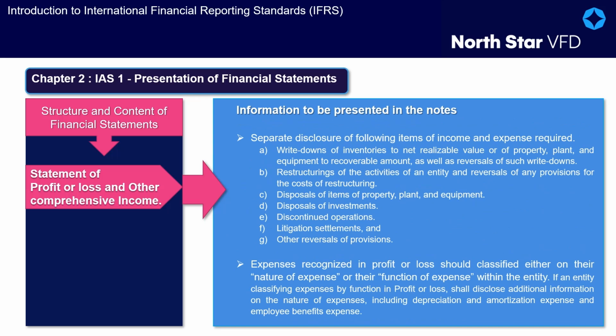When items of income or expense are material, an entity shall disclose their nature and amount separately. Circumstances that would give rise to the separate disclosure of items of income and expense include the following. 1. Write-downs of inventories to net realizable value or of property, plant and equipment to recoverable amount, as well as reversals of such write-downs. 2. Restructurings of the activities of an entity and reversals of any provisions for the costs of restructuring.